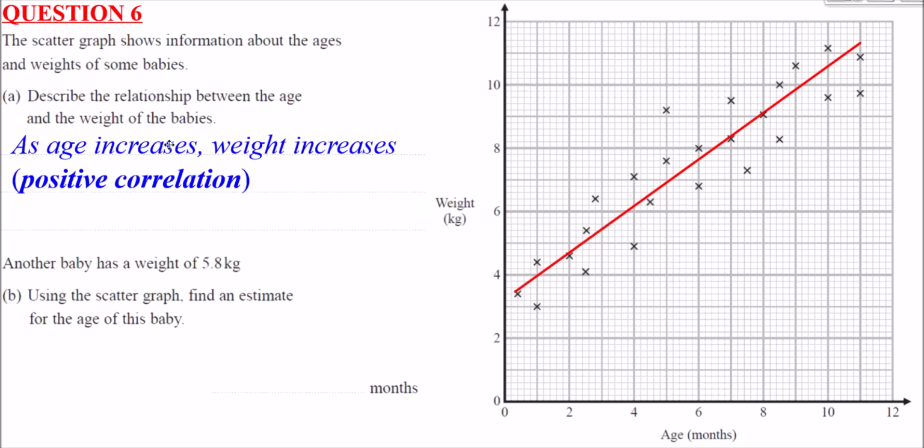So as one increases, the other increases or decreases. In this case, both increase as the other increases. So because we both go along the same lines, it's positive correlation.